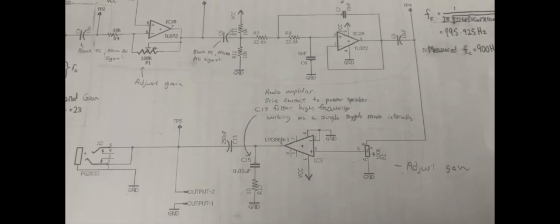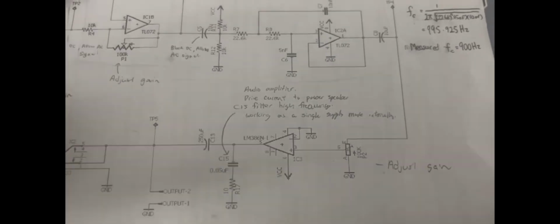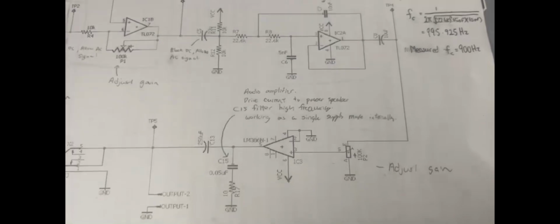As for LM386N-1, it's an audio amplifier which drives current to power the speaker. So it does not require a level shifter or voltage divider, as it works in single supply mode internally. Also, it's connected to C15, which is a capacitor to filter out the high frequency, stabilizing the output waveform. Also, there's a trimmer connected to it to adjust the gain.